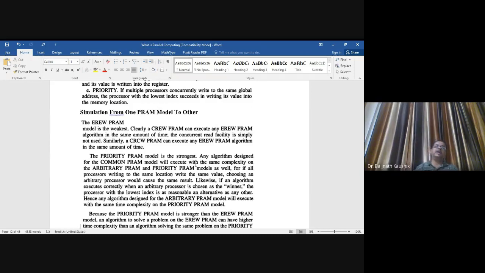So here you can understand that any algorithm developed for one model of PRAM can be executed on another model of PRAM. If we do not use the facility or characteristic of the other model, and we execute with the same facility that is given in EREW, then it will take the same amount of time. But if we change the policy, that is, if we allow concurrent read and concurrent write facility, then it will take less time than before.